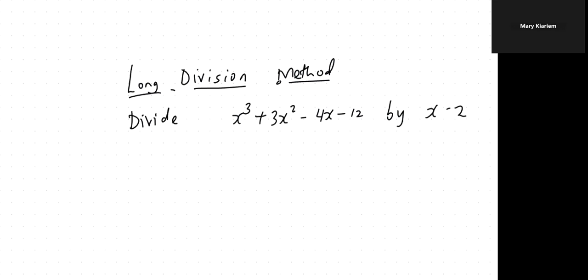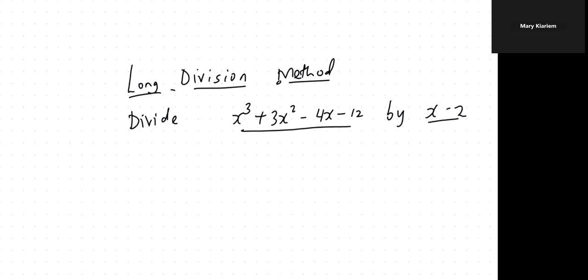Today I want us to look at another method that is called the long division method. This is one of the techniques actually used to divide polynomials. And it proceeds like this. So we're being asked to divide this polynomial that has 4 terms by another polynomial of 2 terms.